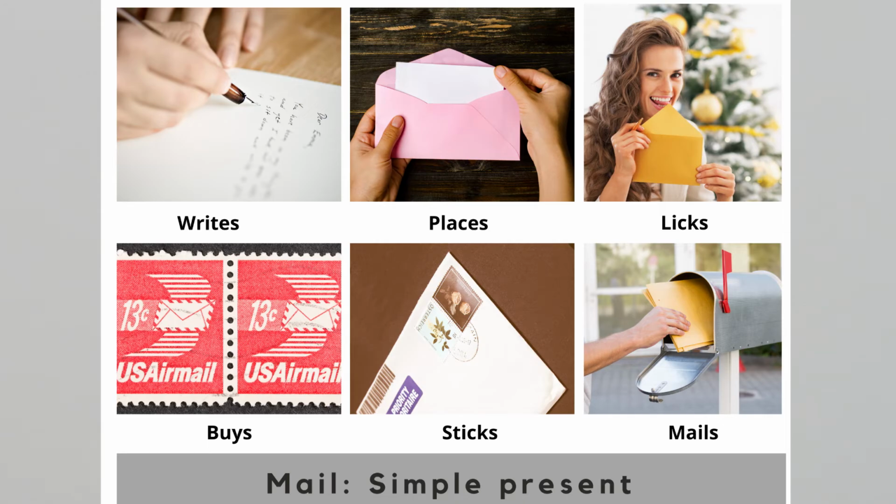So what we're going to do now is look at a sequence of 6 pictures. We're going to talk about what happened in these pictures 4 different ways. Let's go ahead and look at our first story sequence. So on your screen, you should see a series of 6 pictures. This story is going to be about mailing a letter. The first way we'll tell this story is in the simple present.